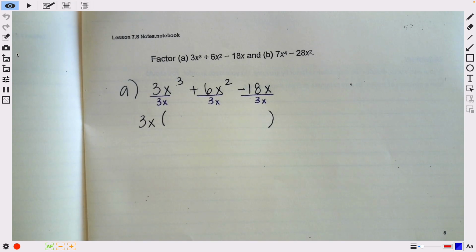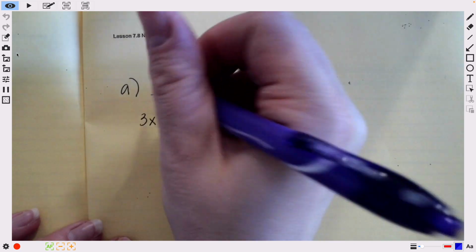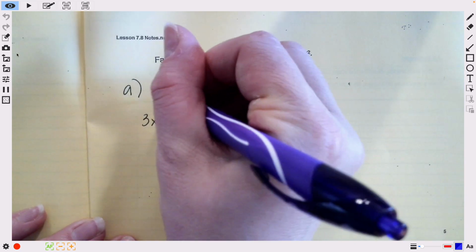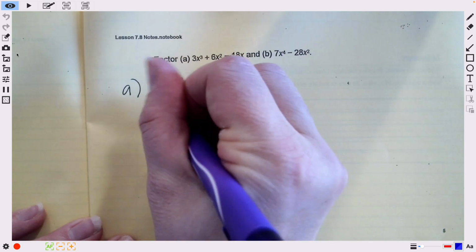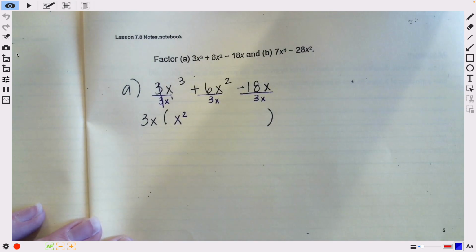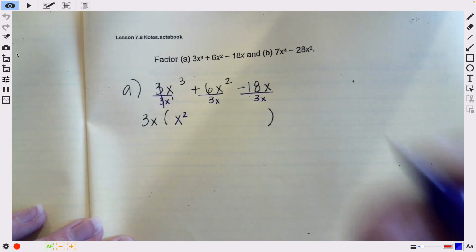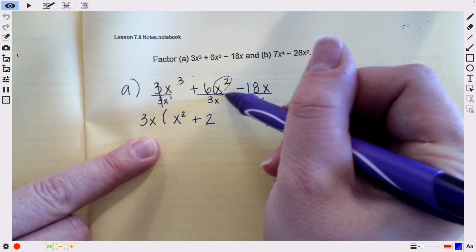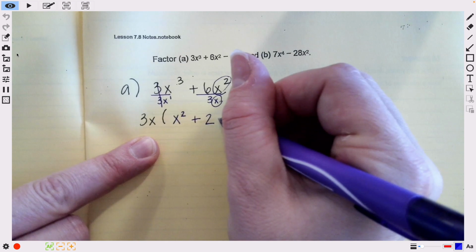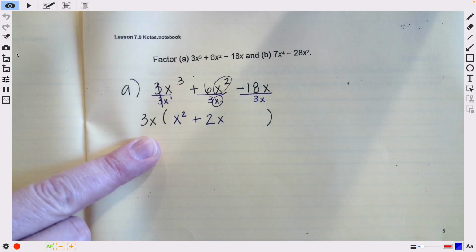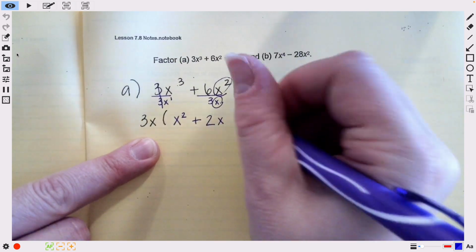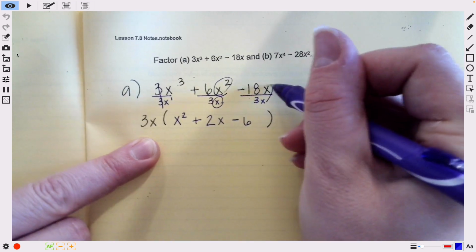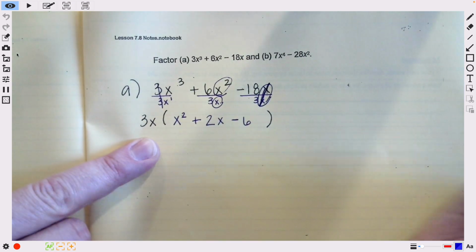So, Annie, what's 3 divided by 3? 1. And what's x cubed divided by an x? What's left? Good. Okay. Keegan, what is 6 divided by 3? And then Keegan, x squared, and we divide an x away. What's left? Good. And then our last one, Amelia, negative 18 divided by 3. And what happens with the x's, Amelia? They cancel out, exactly. Okay.